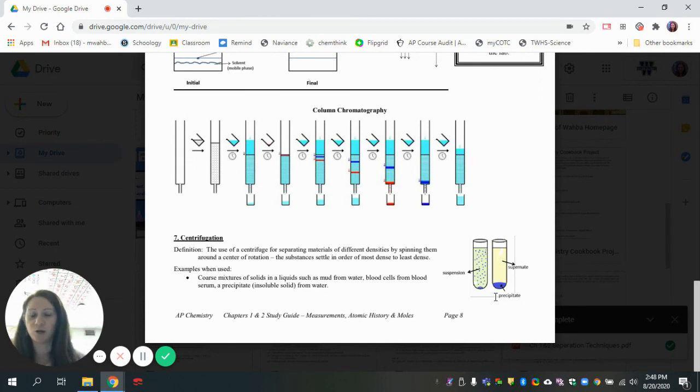So this is a brief overview of separation of mixtures. That's it for today.